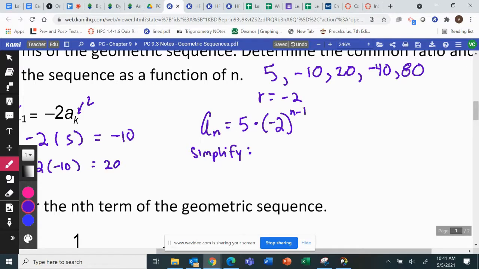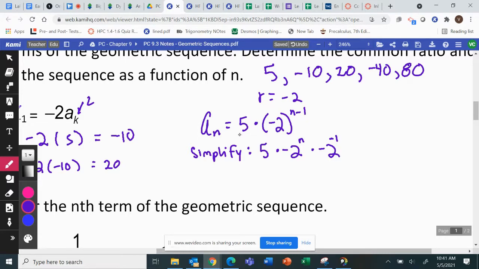So I'm going to simplify so it says negative 2 to the n when I'm done. It's always going to work the same. So negative 2 to the n minus 1 is the exact same thing as negative 2 to the n multiplied by negative 2 to the negative 1. So remember the properties of exponents.